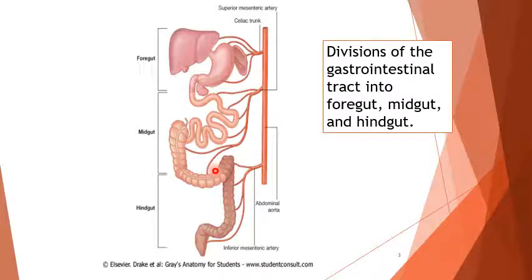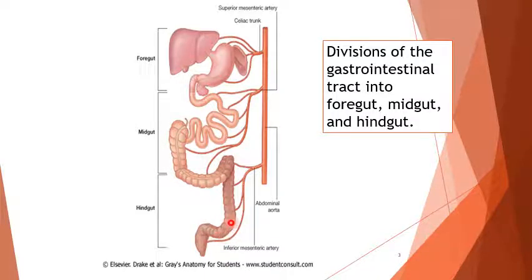Then the hindgut includes the left 1/3 of the transverse colon. This is the 1/3 of the transverse colon. Then the descending colon, the sigmoid colon, the rectum, and the upper half of the anal canal. So this is all the hindgut. This is the division of the hindgut.